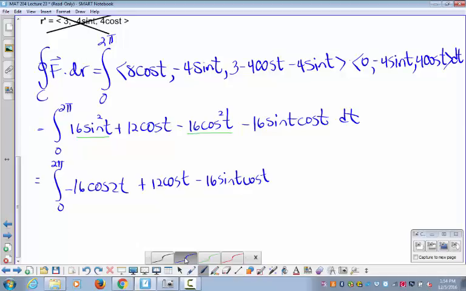So we can integrate this term by term pretty easily. Minus 8 sine of 2t, plus 12 sine of t. And this last one, you could change it to a sine of 2t thing if you want, but you can integrate with substitution here. u is sine and du is cosine, so it's going to be u squared over 2, where u is sine, so we're going to get minus 8 sine squared, from 0 to 2 pi. That gives nothing.